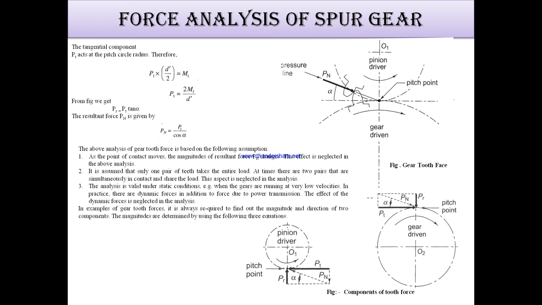So in this way you can note down these formulas, which we are going to use in solving numericals also. This is the torque formula also, which we are going to use in solving numericals.